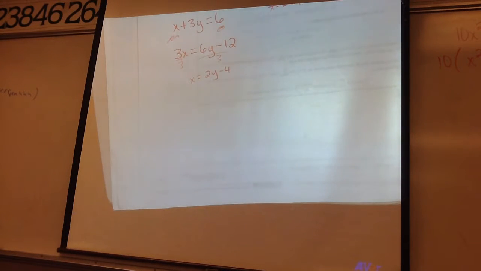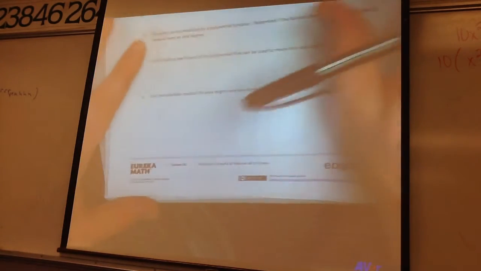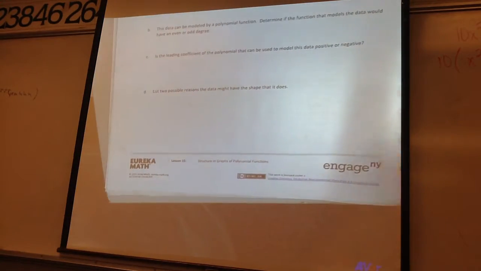Cruising right along here. We're on the last problem already. Problem before the problem set.